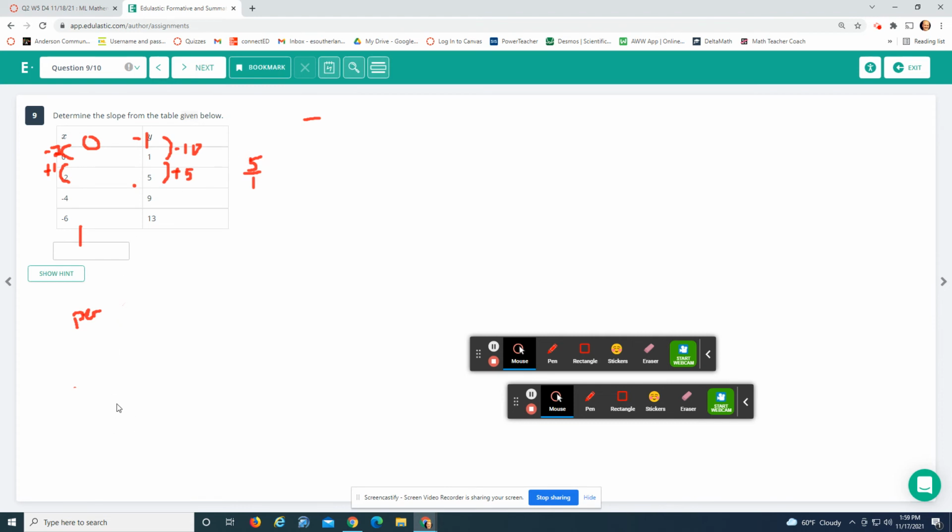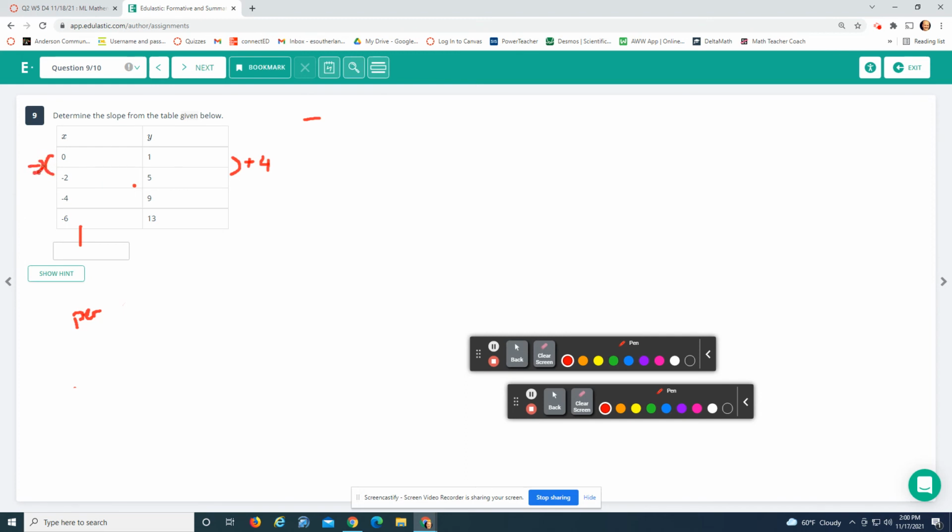On the next one, it just wants you to find the slope. So one way to look at that is notice that it goes plus 4 here. And then notice here that it goes minus 2. And then that means that the slope has to be 4 over negative 2. Well, if I reduce that, it's going to be negative 2 over 1.